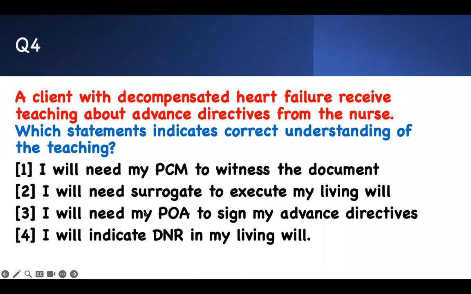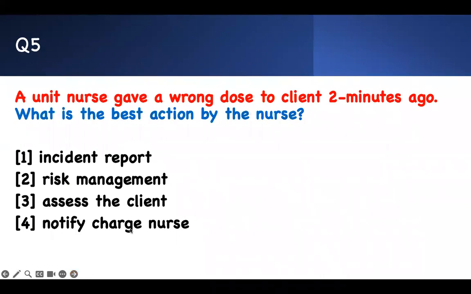Number 4. Number 5. What is the best action by the nurse? A unit nurse gave a wrong dose to a client 2 minutes ago. I give you a drug, a wrong dose, right? What would you do? Should you file an incident report? Well, the patient got the wrong dose. It may be an overdose. Assess the client, yes. See the effect of the drug on the client. Notify the charge nurse. The patient is in a room dying from the overdose. Go and assess them first before you start doing all these things. It does not matter.